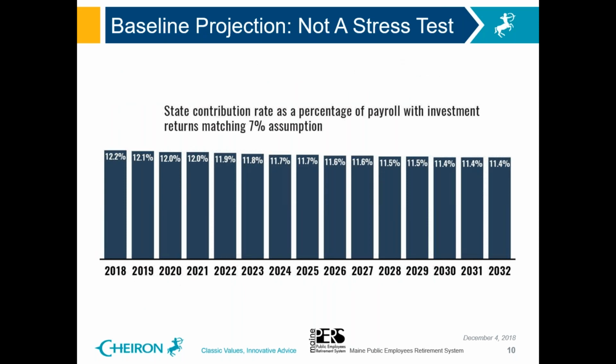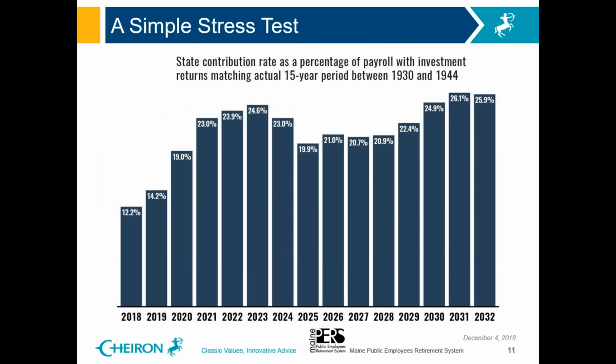So the slide I have up there now is a baseline projection. It's not a stress test. That's the first step. And we're looking at state contribution as a percentage of payroll with investment returns matching a 7% assumption. This is not MainePERS, just a generic pension fund. So that's not a stress test. It is your baseline projection.